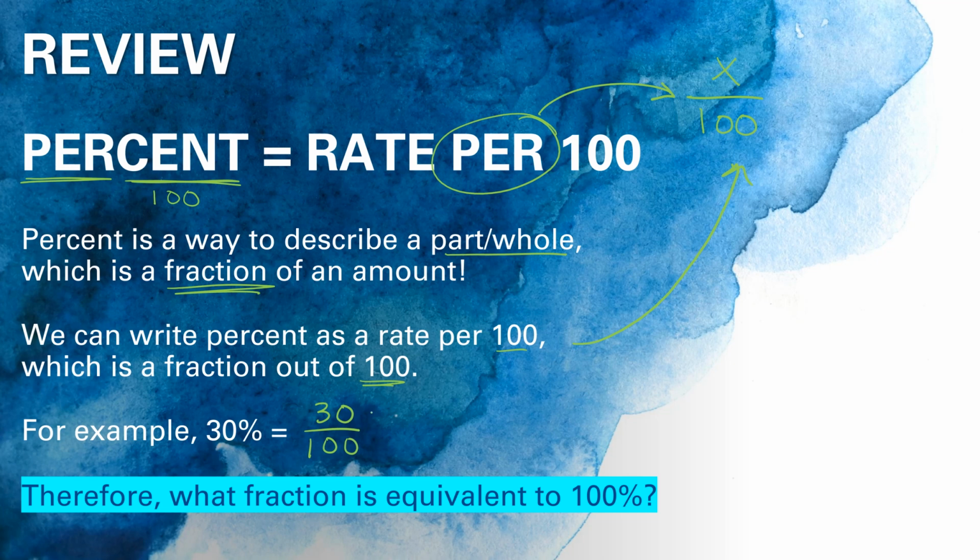Therefore, what fraction is equivalent to 100%? Well, that would be 100 per 100. Well, 100 divided by 100 is 1. So what fraction is equivalent to 100%? 1. And yeah, we know that's also 1 over 1, but it is just the number 1.